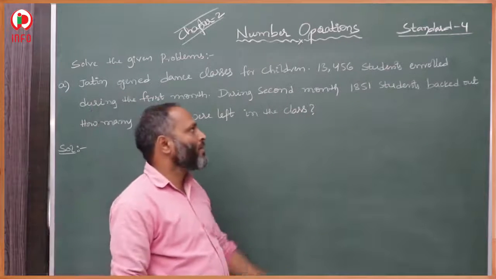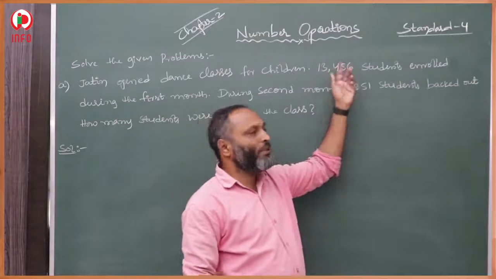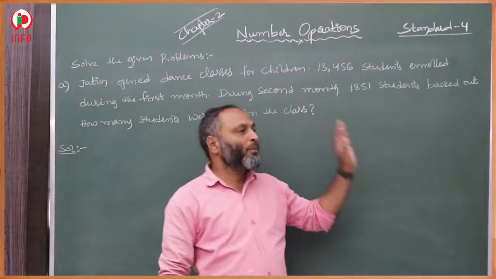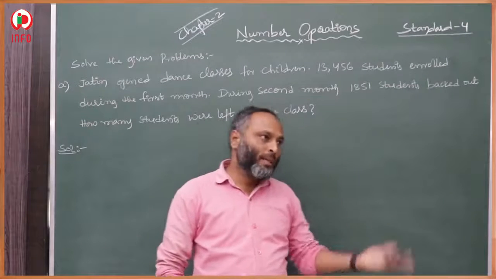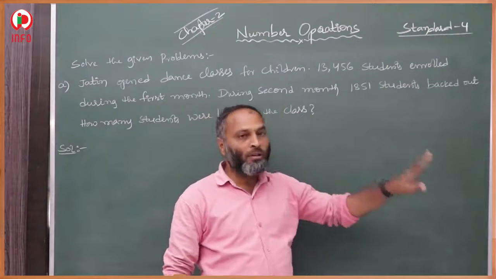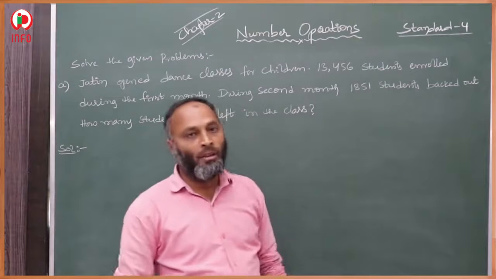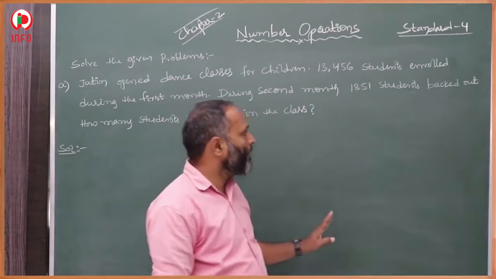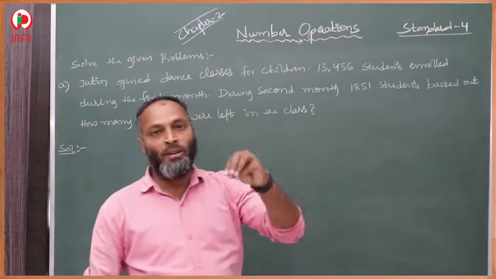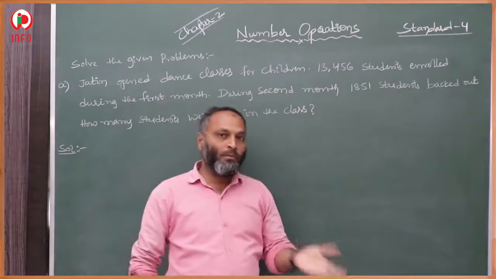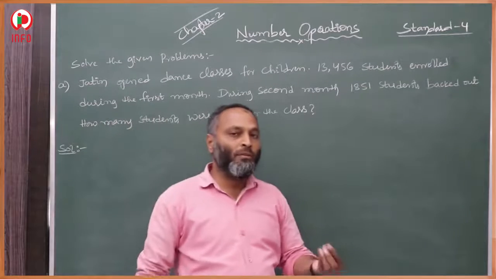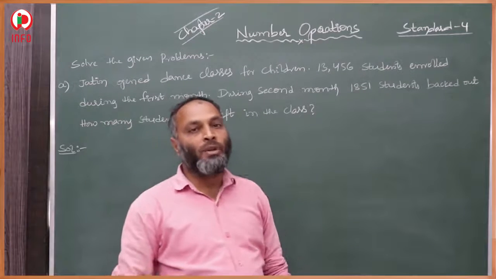Total students given here is 13,456. This many students enrolled, means they took admission. In the second month, 1,851 students backed out, means they left. After they left, how many students were left in the class? Left means how many students remain. Means we have to find minus, we have to subtract here.